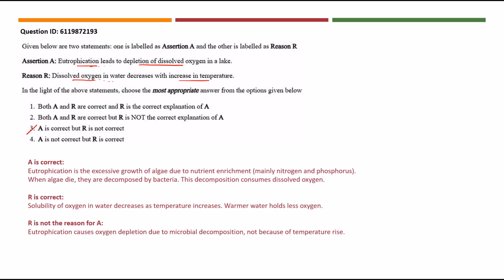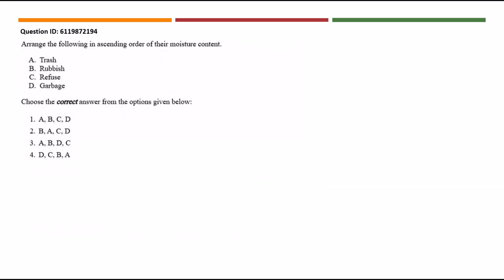So we can rule out 3, 4 and even 1. Option number 2. Both A and R are correct, but R is not the correct explanation of A. Next question. Arrange the following in ascending order of their moisture content. We have trash, rubbish, refuse and garbage.